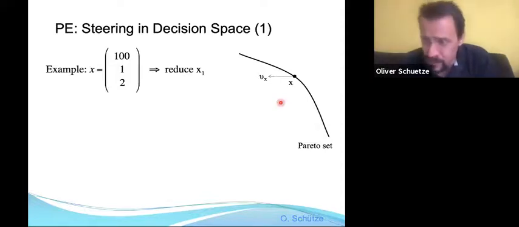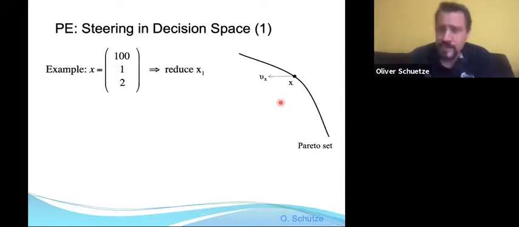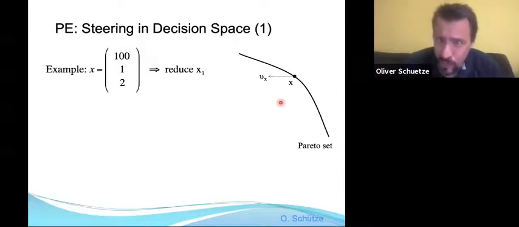The same thing in decision space. Here I have a Pareto set, and I would like to go left because my point X has the components 100, 1, and 2, and I would like to reduce the value of X1, right?